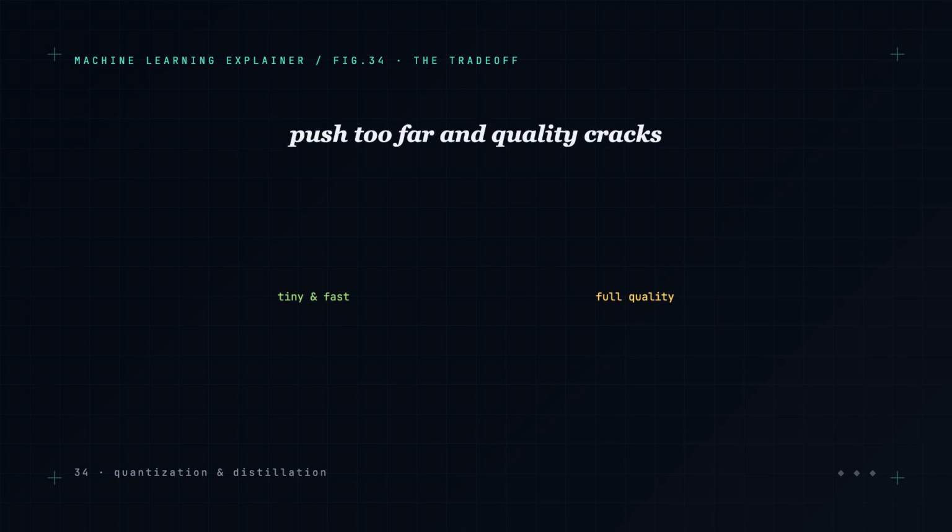Of course, there's always a dial. Push compression too far, too few bits, too small a student, and quality finally cracks. The art is finding how far you can shrink before it shows. For most users, that turns out to be surprisingly far. You can often cut a model to a fraction of its size and barely notice the difference.